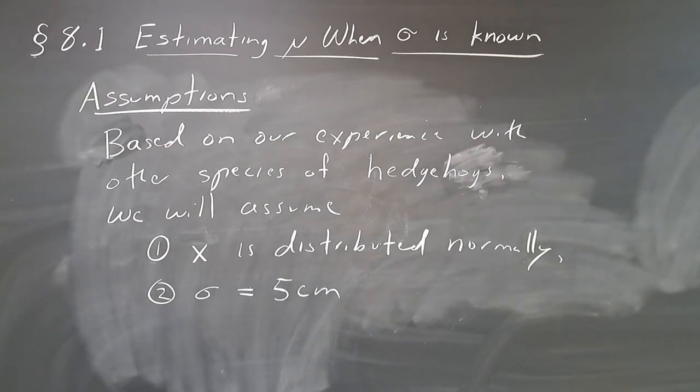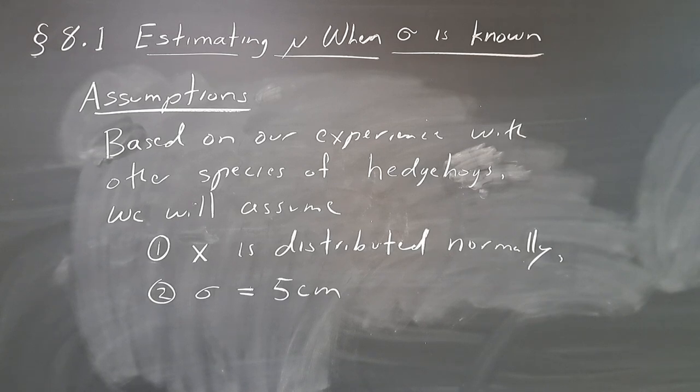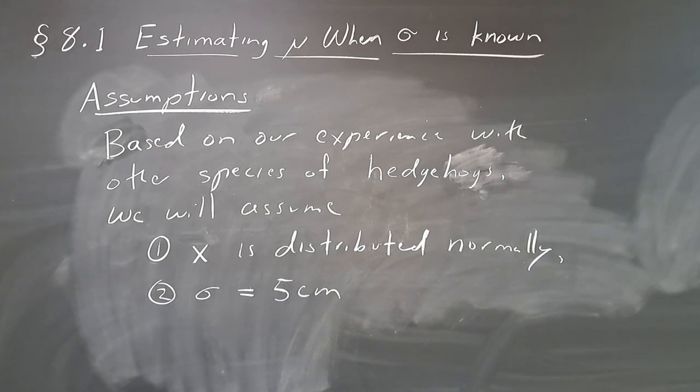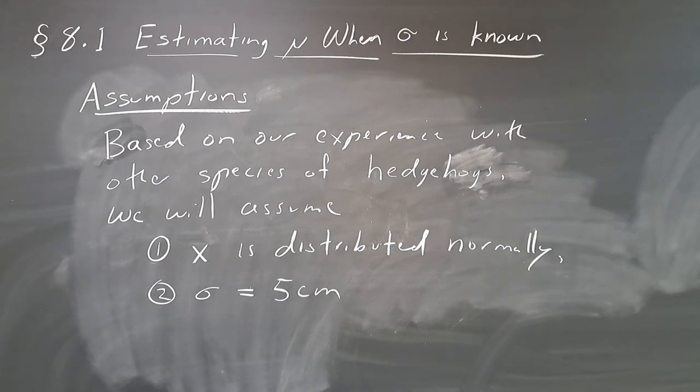Based on our experience with other species of hedgehogs, we're going to assume two things. First, that the length of hedgehogs is distributed normally. So we know what the normal curve looks like. We'll assume that the length of a hedgehog of this species, based on our experience with other species of hedgehog, is distributed normally. It will be symmetric and have that bell shape. Secondly, we're going to assume that the population standard deviation for this species of hedgehog, for its length, is 5 centimeters.